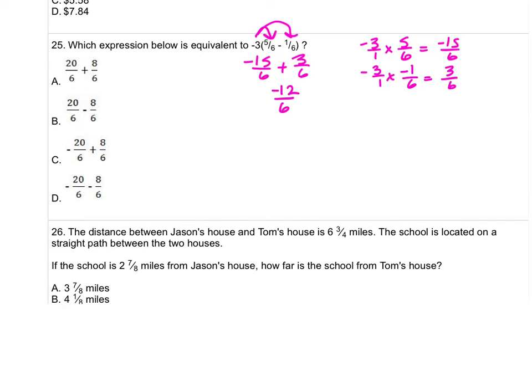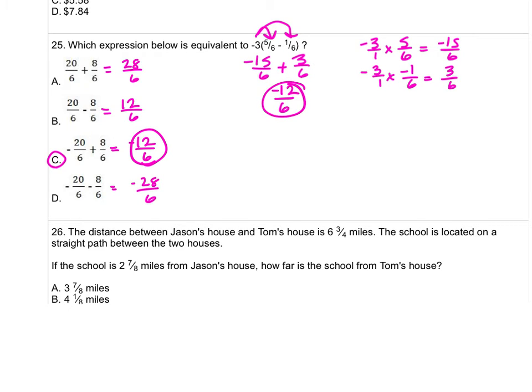And let me just see if any of these are going to be the same thing as negative 12 over 6. The first one is 28 over 6. Then answer choice B is 12 over 6. Answer choice C is negative 12 over 6, which does match. And then answer choice D was negative 28 over 6.